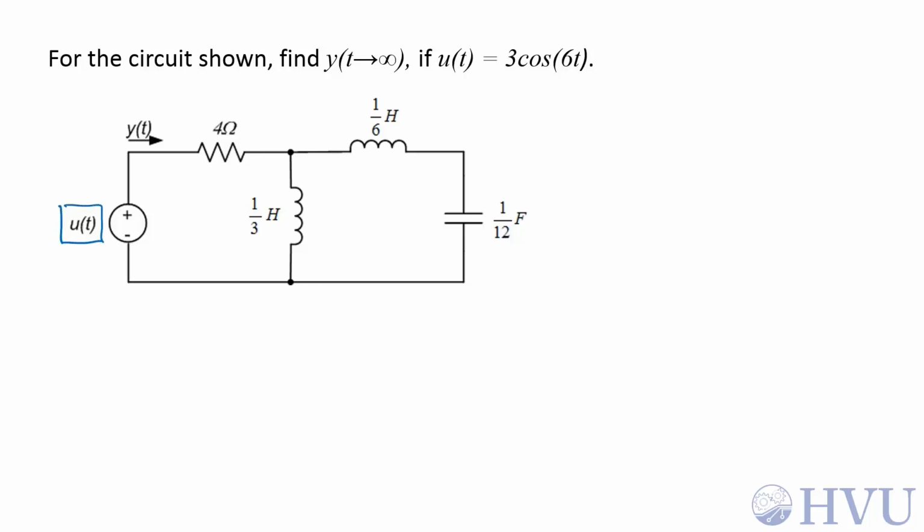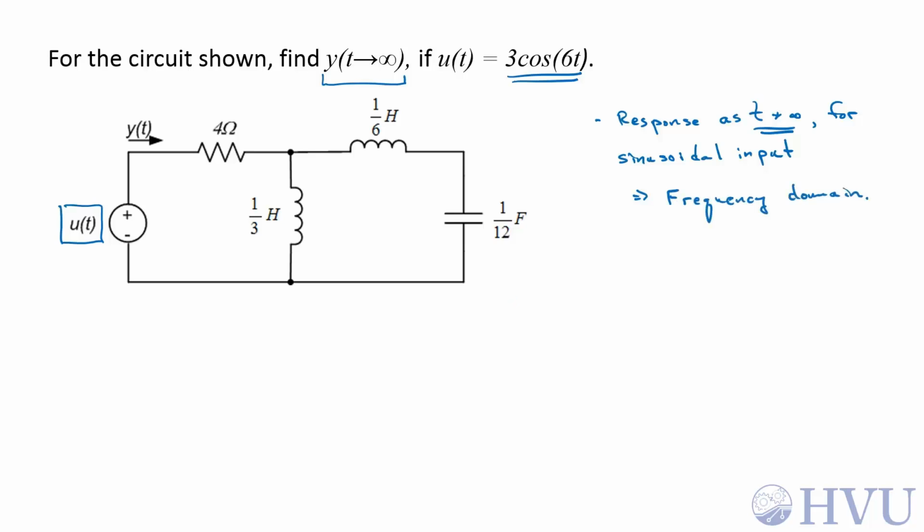We have an input voltage here, u of t, which for the first part of this problem is a sinusoid, 3 cosine of 6t. We want to find y as t goes to infinity. So we want the response as t goes to infinity for a sinusoidal input. As t goes to infinity, everything's going to become sinusoidal, and it's going to be easiest to use the frequency domain. So we're going to end up using phasors for voltages and currents and impedances for all of our circuit elements.